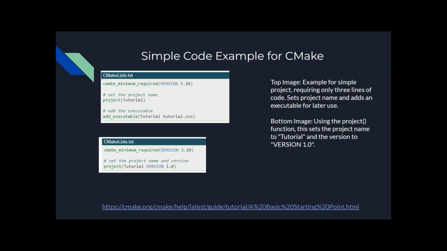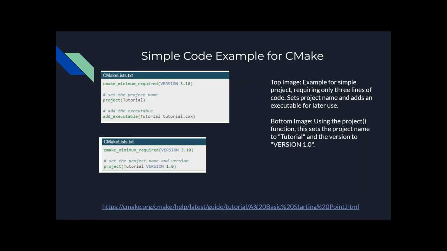Simple code example for CMake. So we just finished Make. Hopefully you did well on those questions, but this is CMake. So let's begin. Top image. Example for a simple project requiring only 3 lines of code. Sets the project name and adds an executable for later use. Bottom image. Using the project function, this sets the project name to tutorial and the version to 1.0.